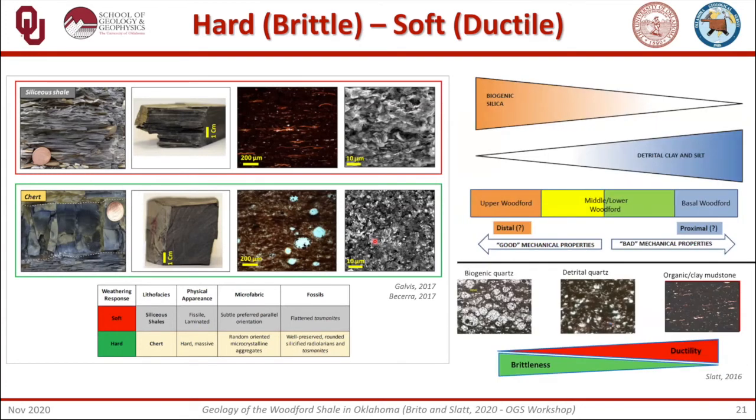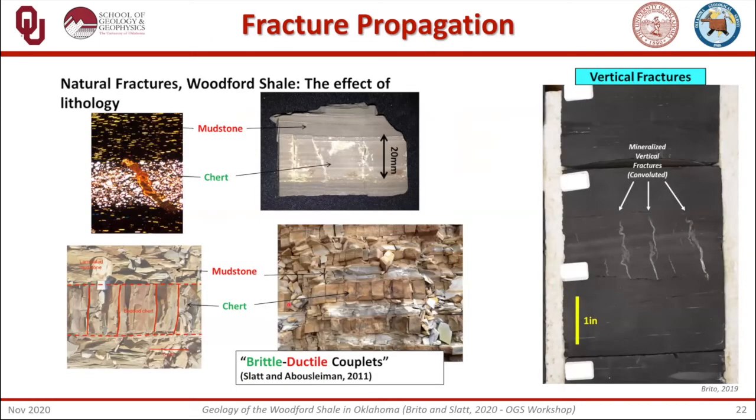Again, the hard and brittle rocks tend to represent more biogenic input, while the more clay-rich rock tends to have more detrital input into the system. The dominant facies change along the rock, and they affect the ductility and brittleness of the rock. So with that, we can jump to the other part of the presentation, which is about fractures and propagation and how the properties of the rock and the facies work.